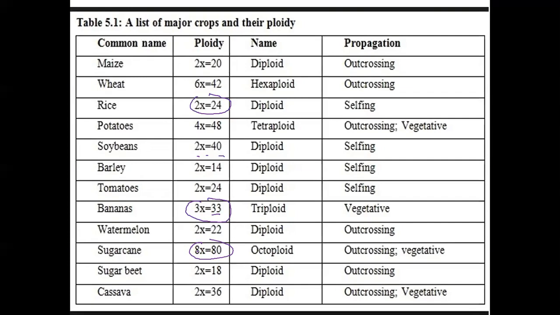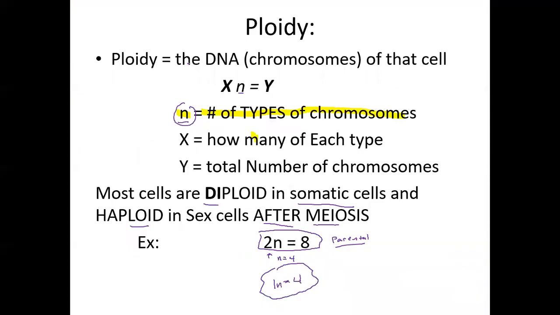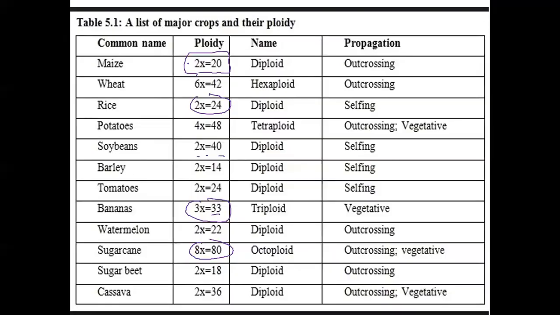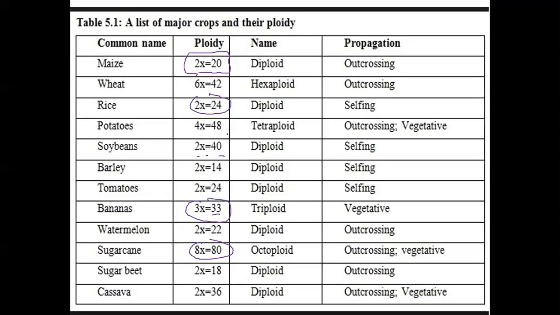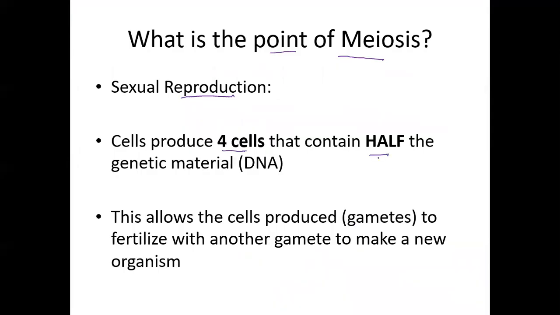So don't think of everything as just being diploid. They could throw out some weird questions on the genetics of different plants. But most of the time, I would predict that they'll give you something that's diploid. Just don't limit your understanding to every cell being diploid or haploid, because they're not. So getting this point across again, what is the point of meiosis? It's sexual reproduction. If you're doing meiosis, even if you get one of these weird, funky ploidy states, they're always going to contain half of the genetic material, okay? And this allows the cells produced to fertilize with another to make a new organism, okay?